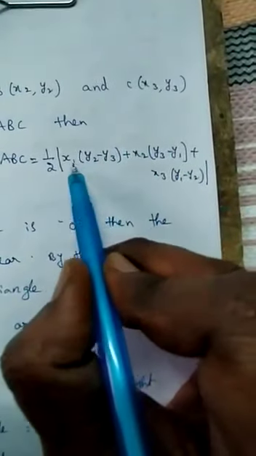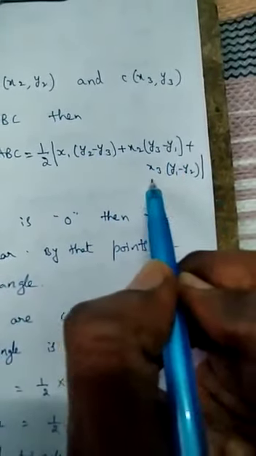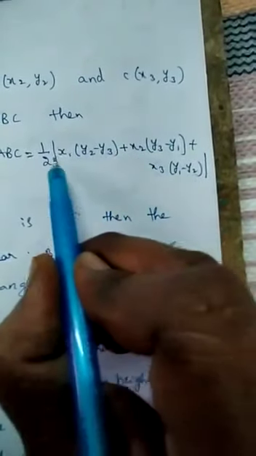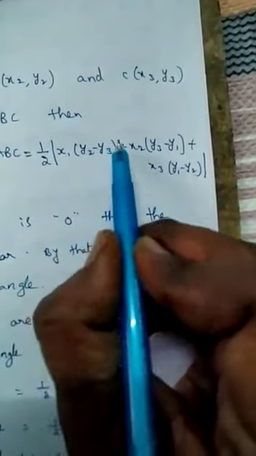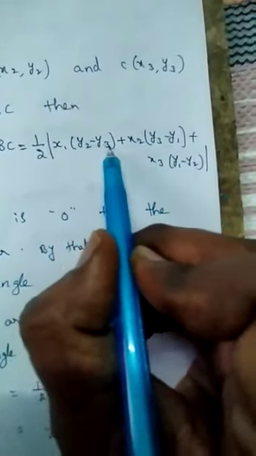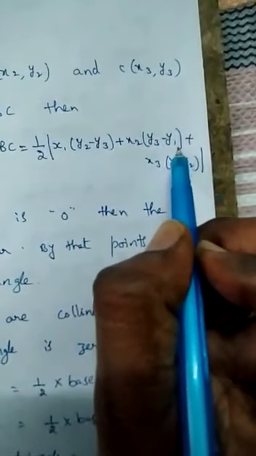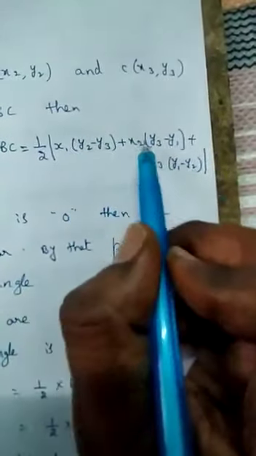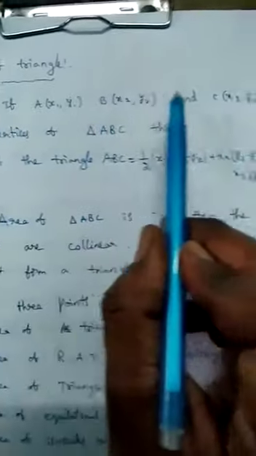Every term has two products. This is the first product, this is the second product. In this term, this is the first product, this is the second product. The last term also has a first product and a second product. In the first product, just x values are there: x1, then x2 in the second term, x3 in the third term. Then in the second product of each term, only y coefficients: y2 minus y3, that is 1, 2, 3, then in cyclic order 2, 3, 1, then 3, 1, 2. Second products relate to the y coefficients and first products relate only to x coefficients. Clear? This is the formula to find the area of the triangle if three vertices are known.